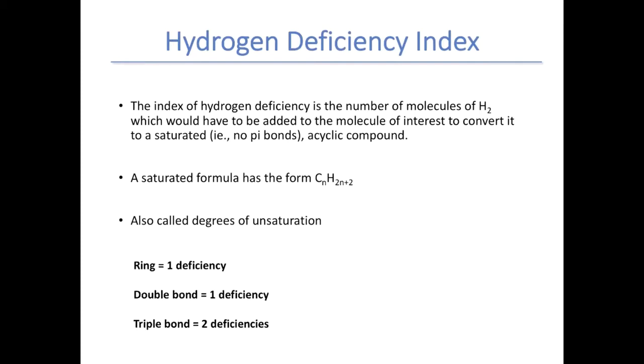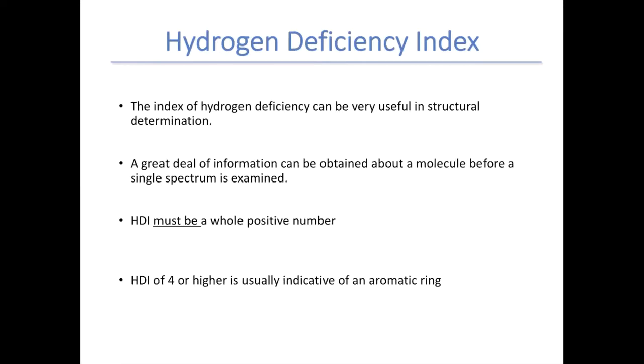A triple bond equals two deficiencies because a triple bond contains two pi bonds. When we determine the overall deficiency of a molecule, we add up the rings, double bonds, and triple bonds that are present within that molecule. The index of hydrogen deficiency can be very useful in structural determination. A great deal of information can be obtained about a molecule before a single spectrum is even examined.